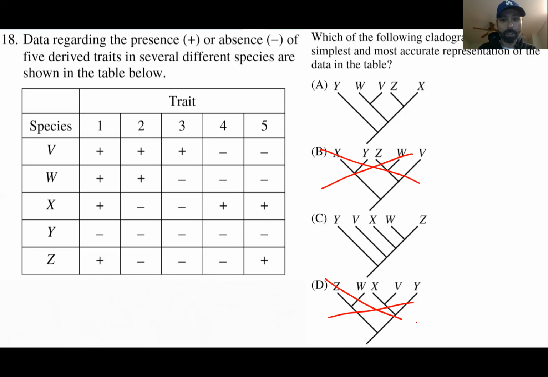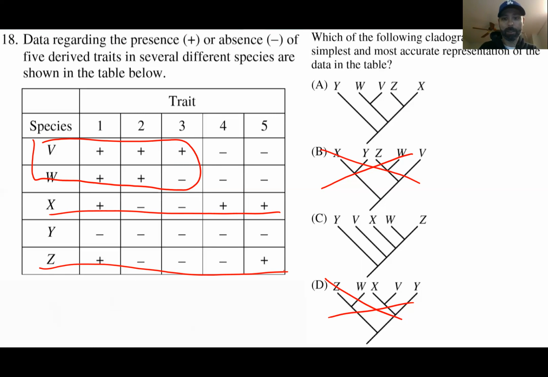And so here we see that species V and W, they have some similarities. And then species X and Z, they also have some similarities. So W and V should be similar to each other. And then X and Z should be similar to each other. And of course, that's what we see up here as answer choice A. So there's that part.